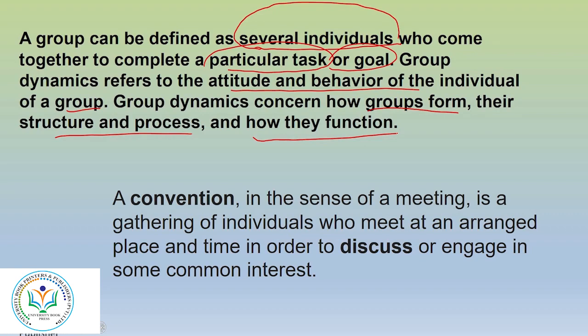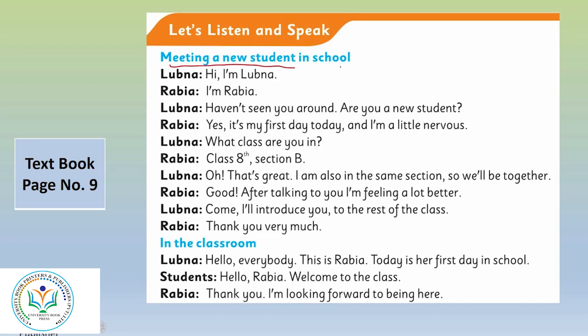Now, if you look at page number 9 in your textbook, meeting a new student in school. This is a conversation between Lubna, Rabia and the other student. Lubna says, hi, I am Lubna. Rabia says, I am Rabia. Then Lubna says, haven't seen you around. Are you a new student? Rabia, yes, it's my first day today and I am a little nervous. Lubna says, what class are you in? Rabia says, class 8, section B. Lubna, oh, that's great. I am also in the same section. So we will be together. Rabia, good. After talking to you, I am feeling a lot better. Lubna, come, I will introduce you to the rest of the class. Rabia, thank you very much.